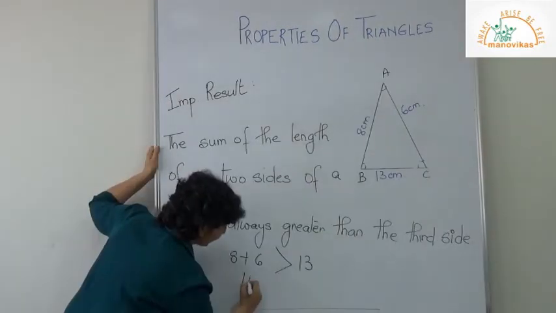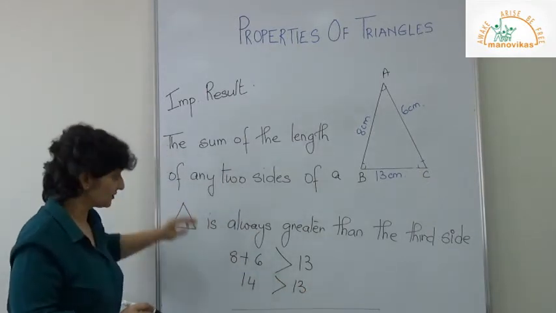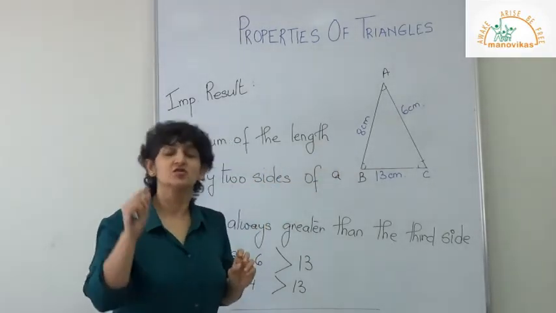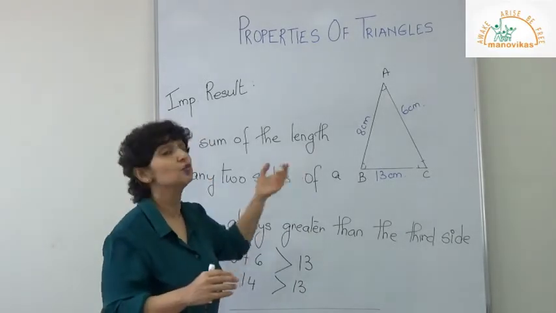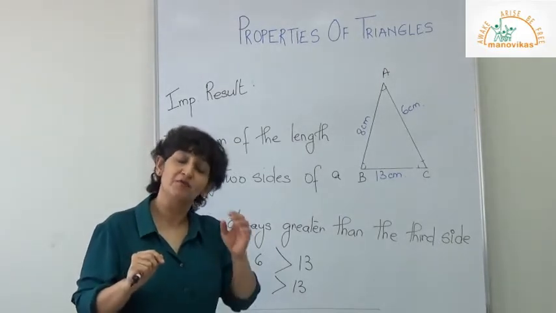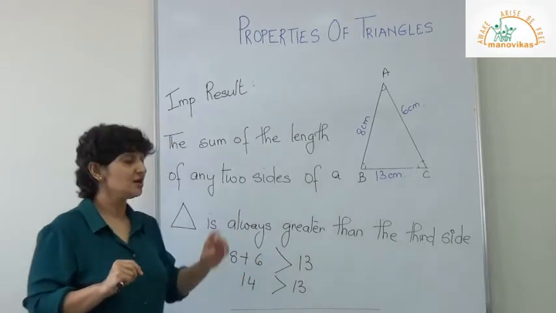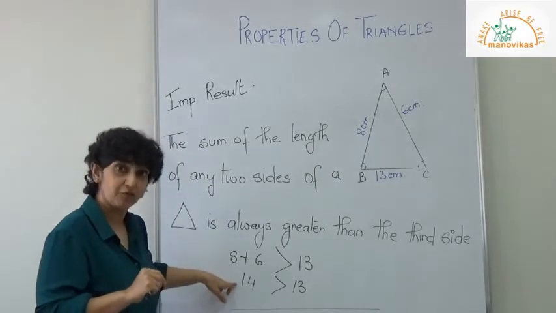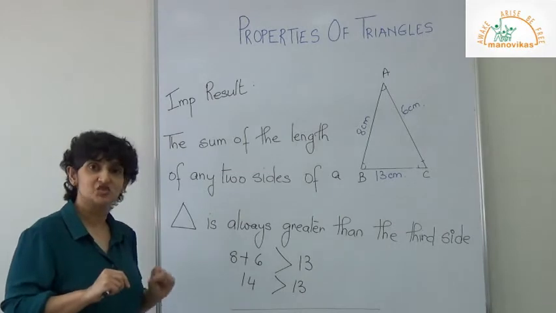Let's check. I get 14 greater than 13. So that means I can draw this triangle. Children, whenever you are drawing a triangle, either they give you angles or they give you the sides. Before constructing this triangle, you must make sure of these properties. Remember, if the sum of the two sides, see I have 14 here, is greater than the third side, that means I can draw this triangle.